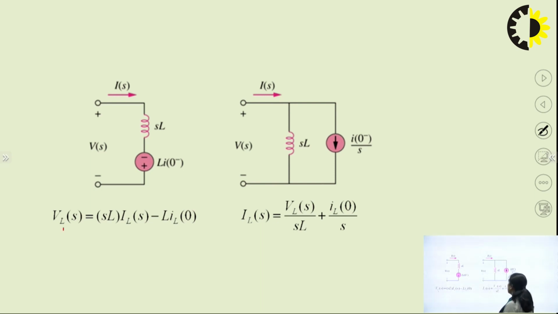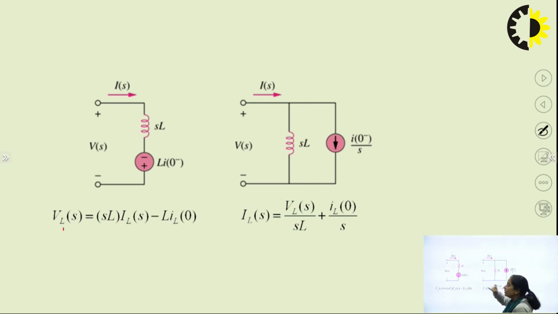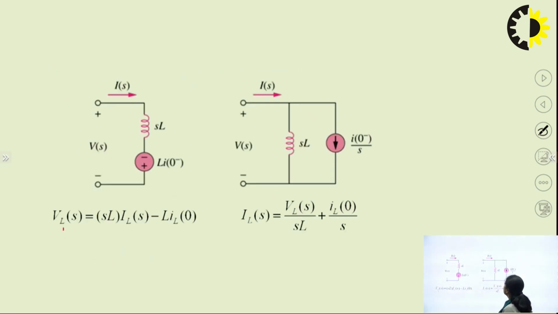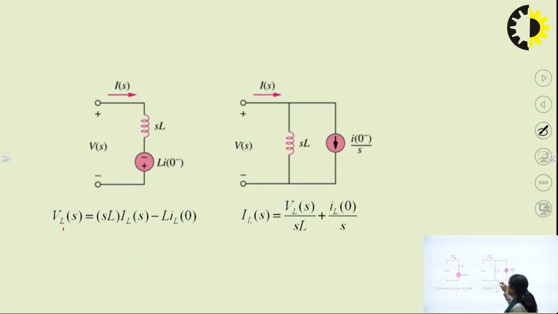Okay, so this is representing equation 1a. If you draw it, this represents the current sources. And here is the circuit for representing equation 1b: Vs, Is current is there, sL is there, and this is the current source.